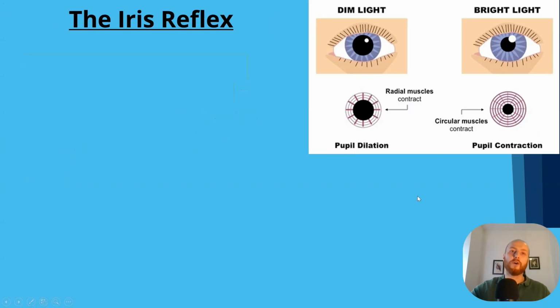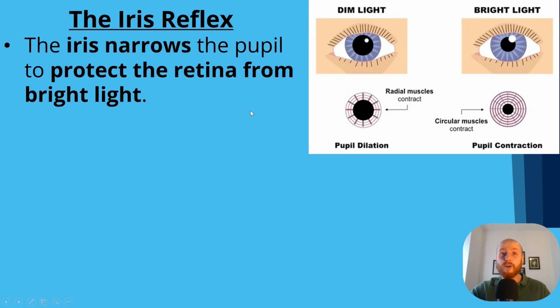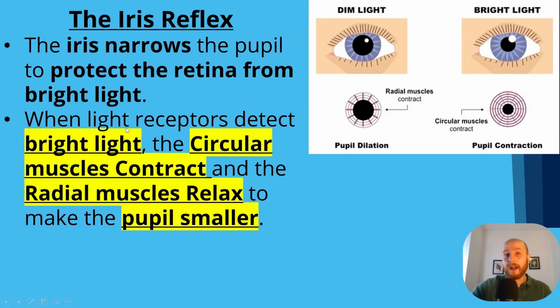Now, let's take a little look at the iris reflex now, because you need to know this in and out for that triple biology exam. Now, the iris narrows the pupil to protect the retina from bright light. And when light receptors detect bright light, the circular muscles contract and the radial muscles relax. Now, this contraction of the circular muscles and relaxation of the radial muscles makes the pupil smaller. And we can see in my diagram at the top right, we've got an example of the radial muscles and the circular muscles there as well.